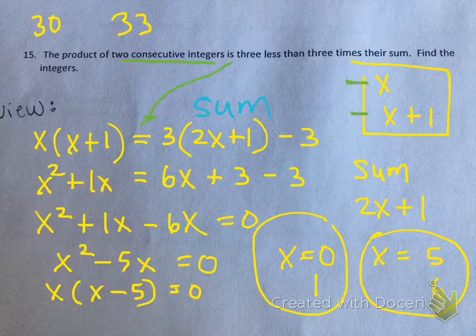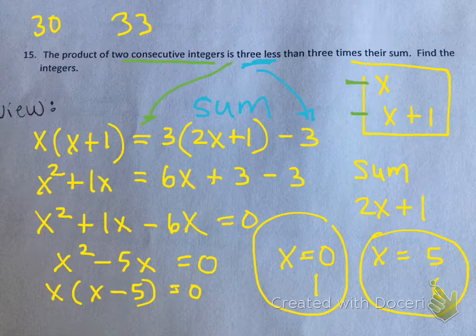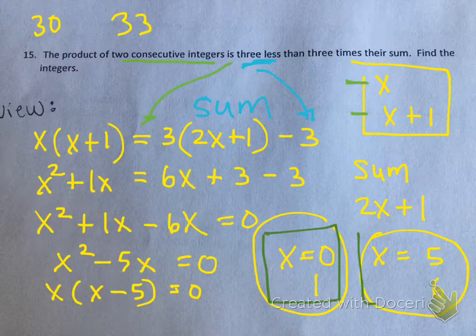So I do 3 times their sum. I have to do distributive property there. And it's 3 less than 3 times their sum. So this is 3 less than, I do that. This is the algebra. I factor, I set factors equal to 0, I get my 2 answers. Here they are. I get 0, and 0 plus 1 is 1. So those are answers, and these are answers.